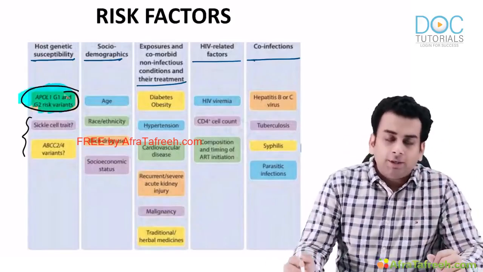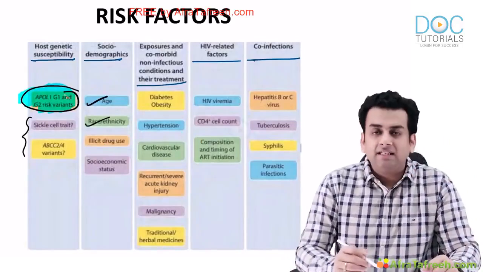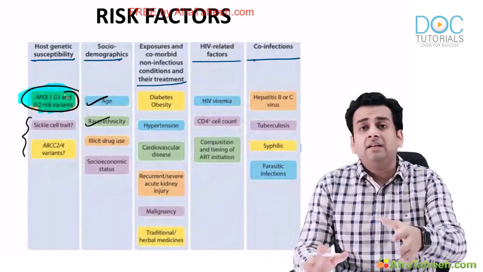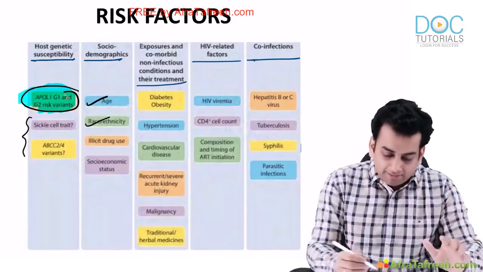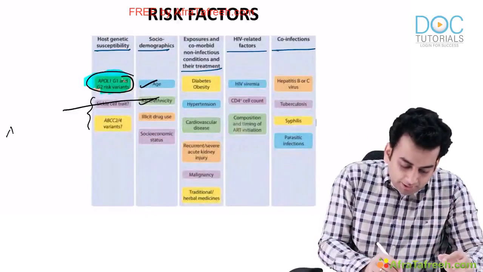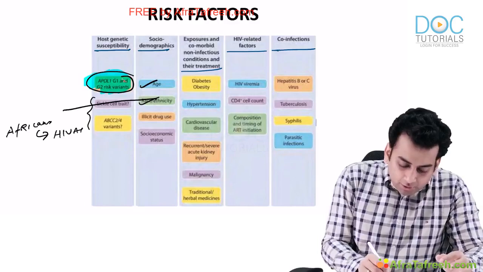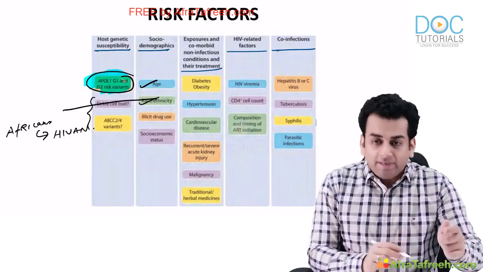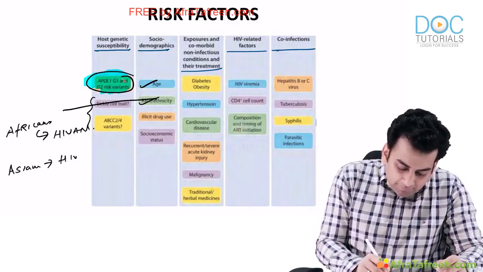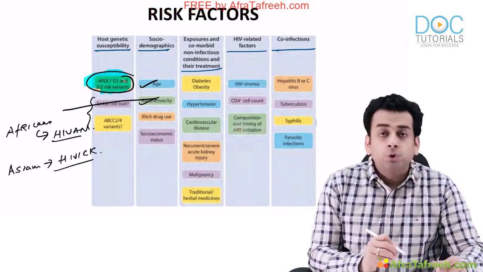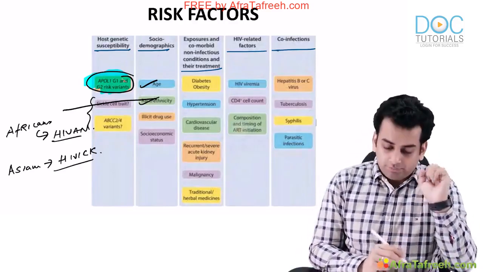Very, very important. Now, among the demographics, it is the age, the race, ethnicity. I will tell you that certain races and ethnicities are specifically predisposed to certain diseases. For example, let me give you an example. Africans are very prone to HIVAN, HIV-associated nephropathy, whereas Asians and Europeans are more predisposed to HIVICK. So the race factor also has to be taken into account.